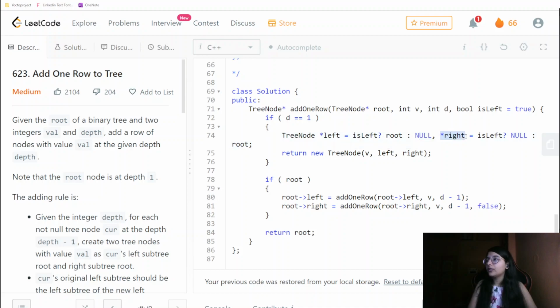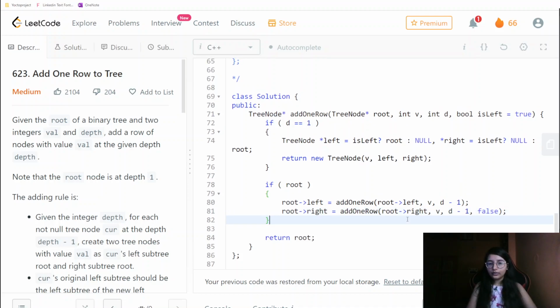And we will check the same for the right. If isLeft is true, then we will add null, else we will add the root. And then we will return a new tree node where left and right are passed to it. That is what we do here. Because of this, we are able to handle both cases together, when our depth is at the root level and when our depth is at any other particular level. So this is how we are required to do this question.